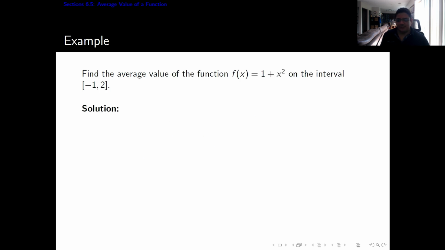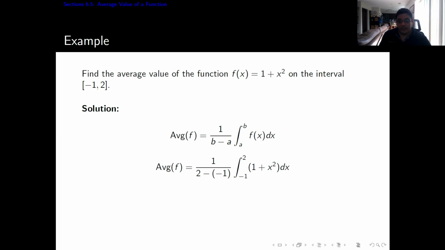One example of this, and the example is really simple. We want to find the average value of the function f of x equals 1 plus x squared on the interval minus 1 to 2. So essentially, we're taking all the possible values that 1 plus x squared is going to take in minus 1 to 2, and we're going to find the average of that. Notice that this is an infinite amount of values, and that's why this is so commendable.